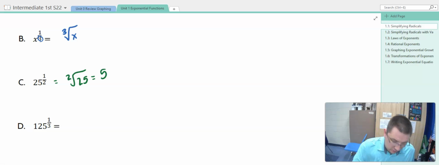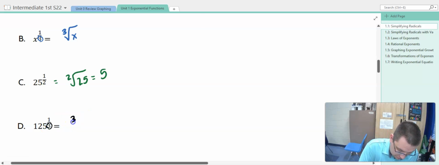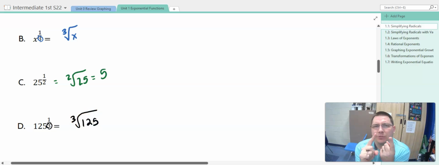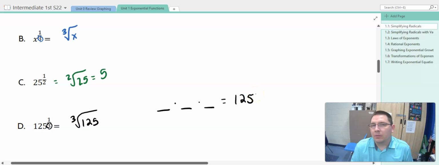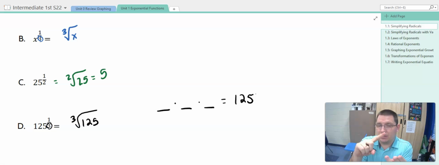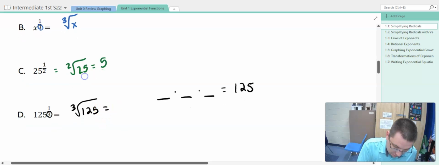And then finally, example D, 125 to the 1/3 power. Well, again, we're going to write our radical. And so we have the cube root of 125. And so we have to ask ourselves, what times itself times itself is going to give us 125? Well, 5 times 5 is 25, and 25 times another 5 gives us 125. And so the cube root of 125 is also 5.